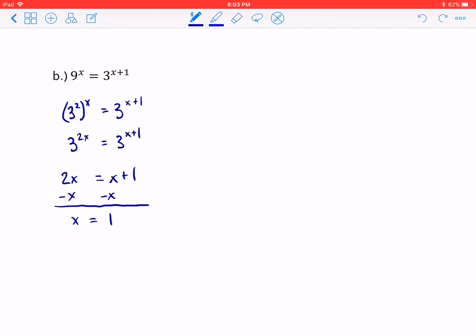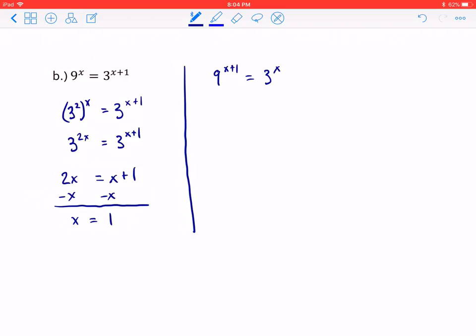So a very similar example would be if I said, what if I had 9 to the x plus 1 is equal to 3 to the x. I encourage you to take a moment and just try that one. All right, let's see how it works out now.